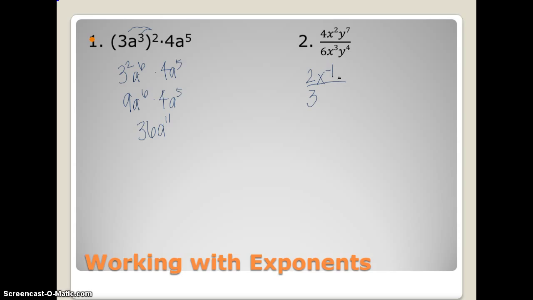Then we have y to the 7th divided by y to the 4th. 7 minus 4 is 3. We don't want to have a negative exponent, so we move our x to the bottom. So we end up with 2y cubed over 3x.